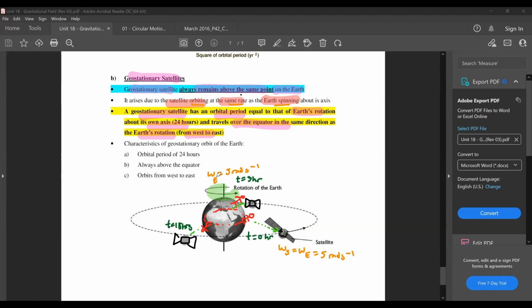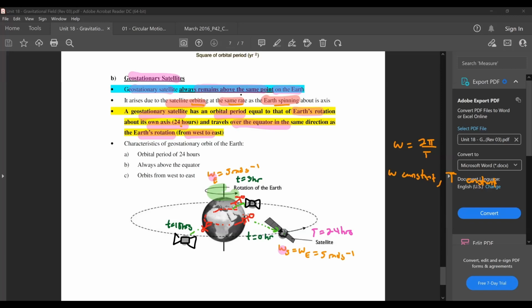Now, because your angular speed is the same, you will also end up having the same period, because you can see from here, omega is 2 pi over T. So if omega is constant, T is also constant. You are going to have the same period. In the case of the Earth, it will complete one spin in 24 hours. So the satellite must also complete its orbit in 24 hours.